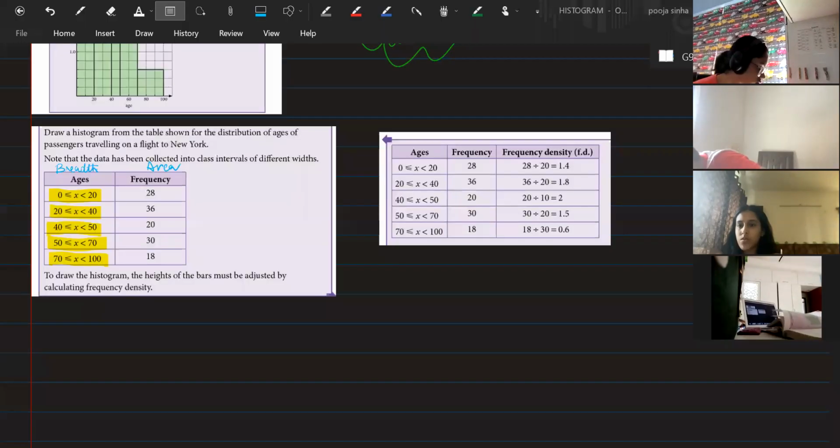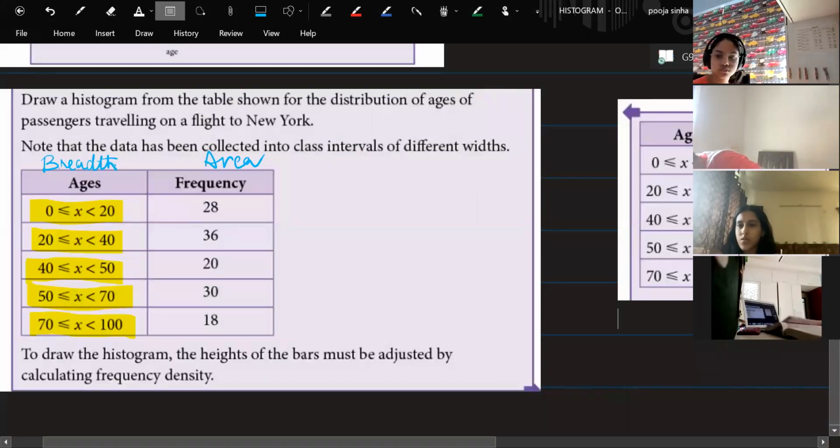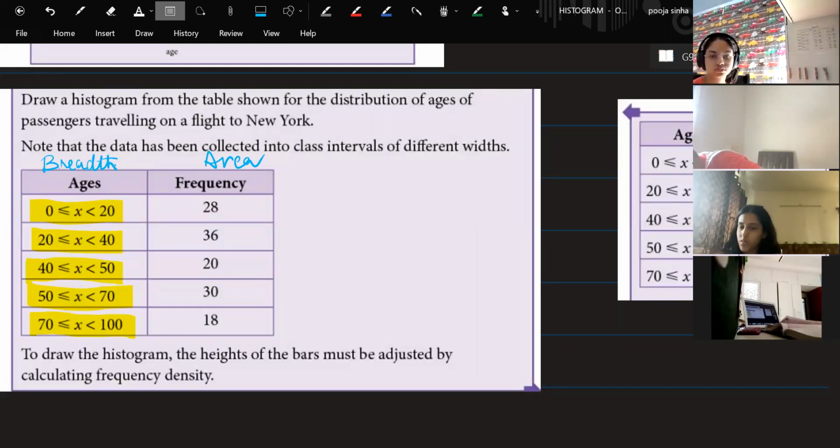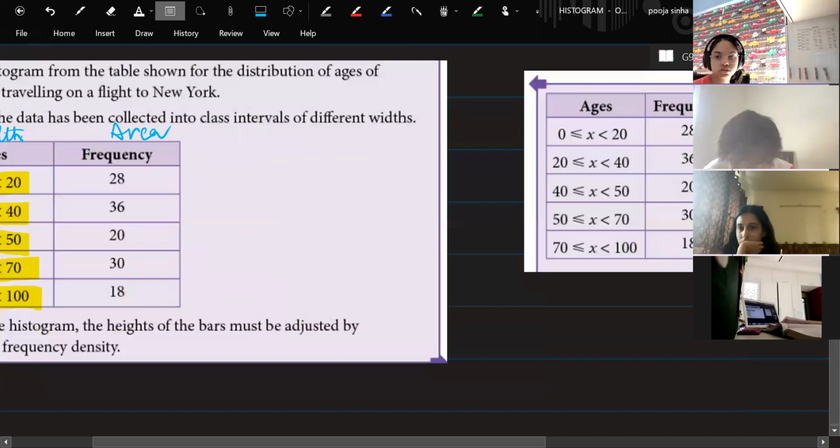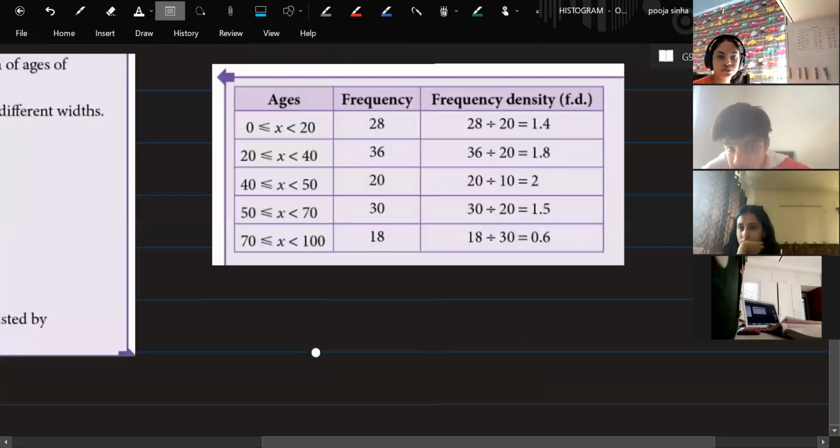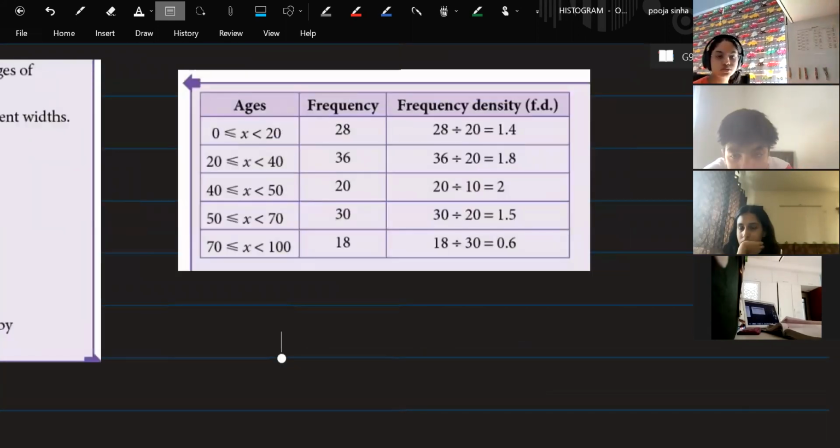First thing, we noticed that the widths were varying. And these widths are going to be the breadth. Area we know is the frequency, right? So what are we supposed to calculate now? What is missing? The lengths are missing, and those lengths are going to represent the frequency density. So now you will make the table further. You have to make one more column.